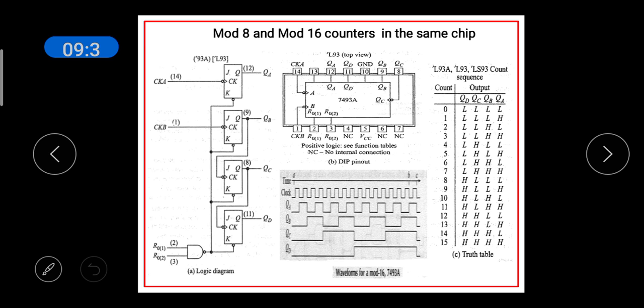Next, this chip 7493A is a chip for constructing mod 8 counter and mod 16 counter.